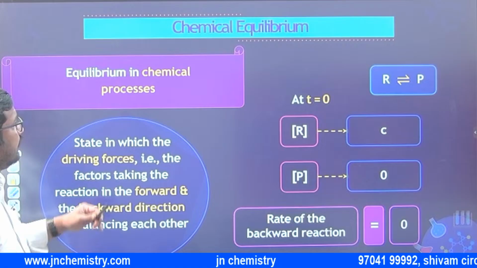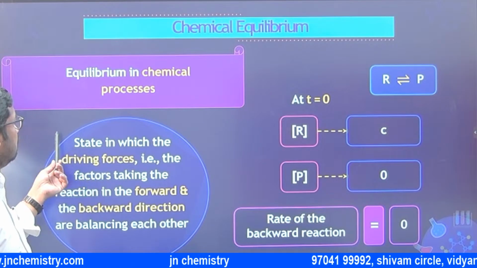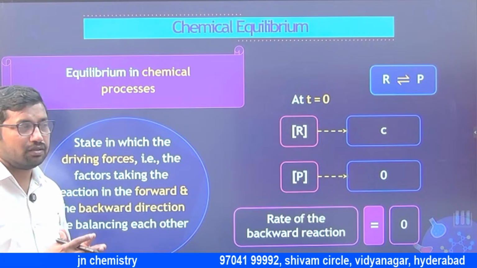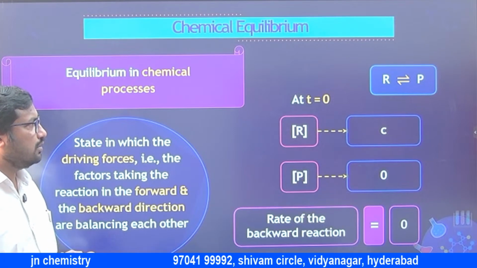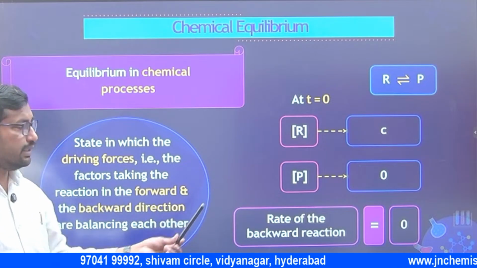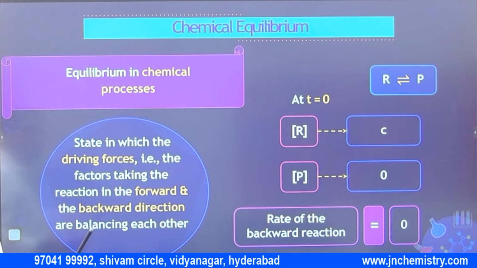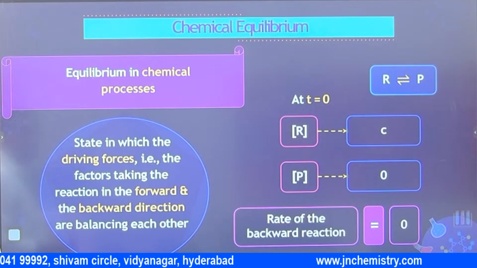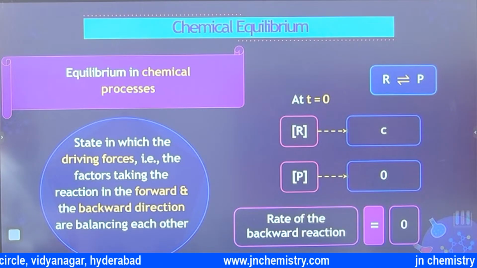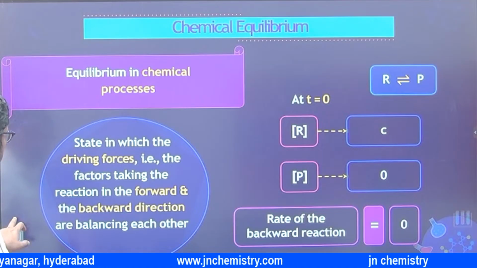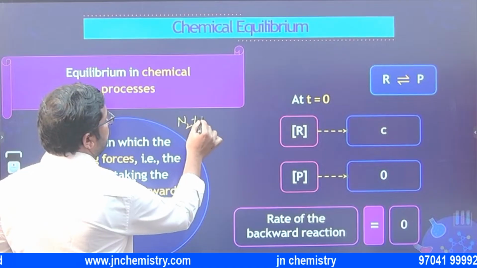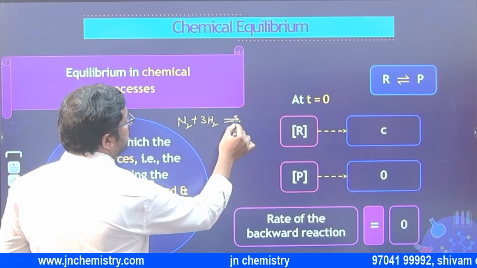Right. Chemical equilibrium means equilibrium in a chemical process, right? For example, N2 plus 3H2, I already told you. So reactant is converting into product. So I'll discuss rate of forward reaction and rate of backward reaction, so balancing each other. For example, I will take the same example, N2 plus 3H2 gives rise to 2NH3.